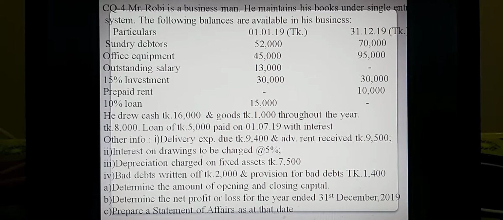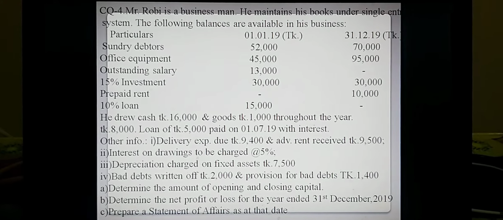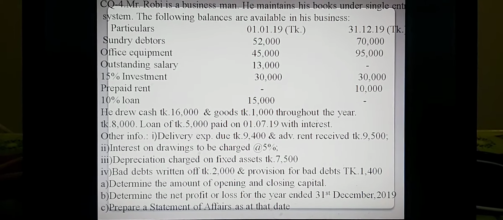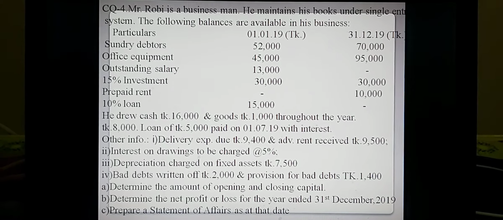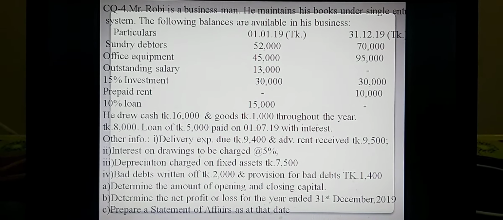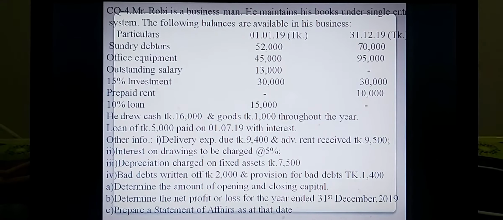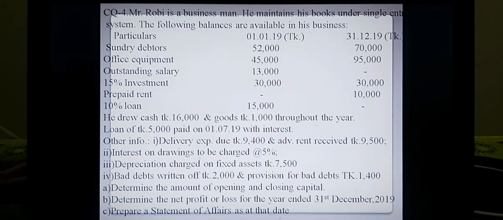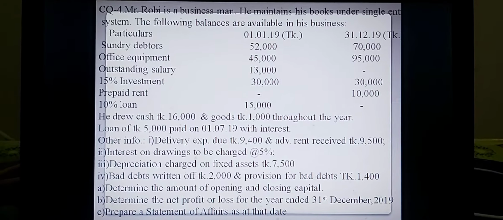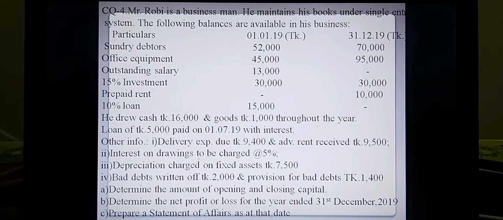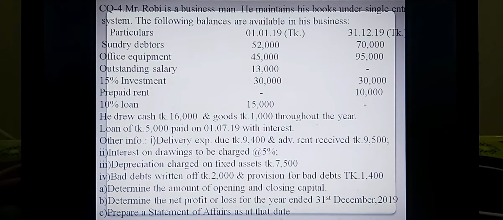Dear boys and girls, you are watching the 2 balances, that is opening balance 1/1/19, that is 1st January 2019, and 31st December 2019. He drew cash taka 16,000 and goods taka 1,000 throughout the year. Loan of taka 5,000 paid on 1/7/19 with interest, that is 1st July 2019, so the remaining 10,000 is to be shown on 31st December 2019.